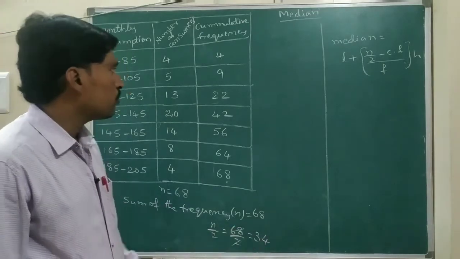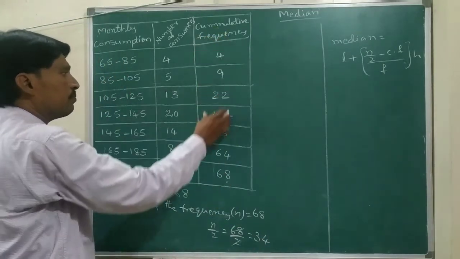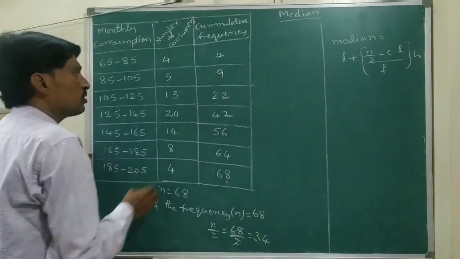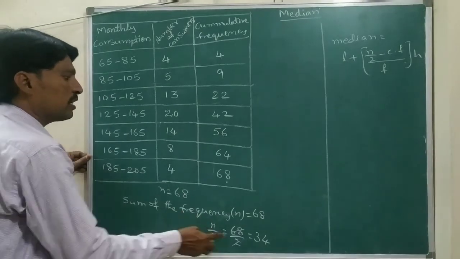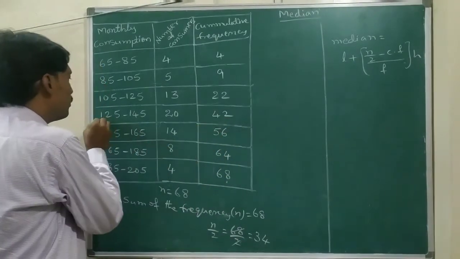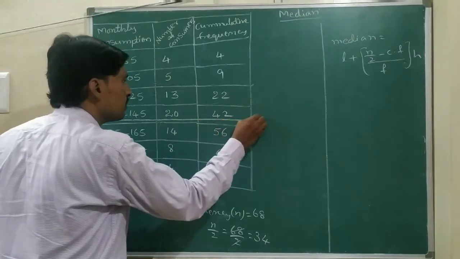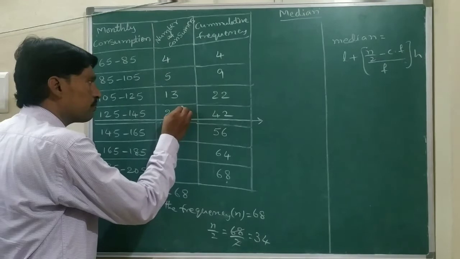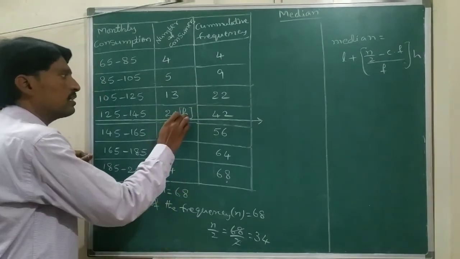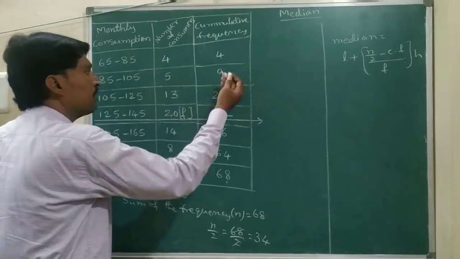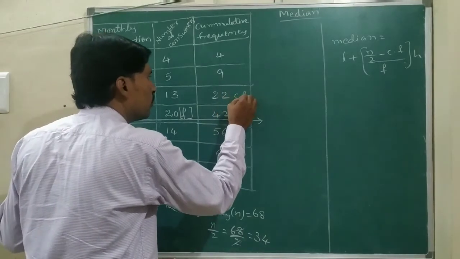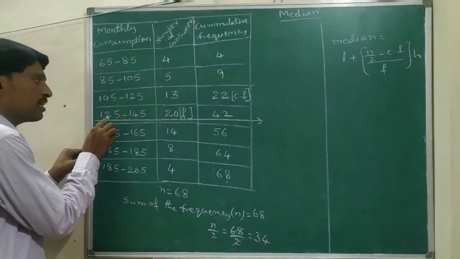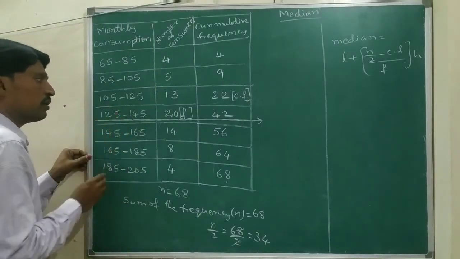Now 34. So in the cumulative frequency, we take the value nearer to 34 and above it. What is the nearer above value? For 34, the nearer above value is 42. That one we have to underline, that row we underline. That class frequency we take as f, and the cumulative frequency of the preceding class we take as Cf, cumulative frequency. The median class is 125 to 145.